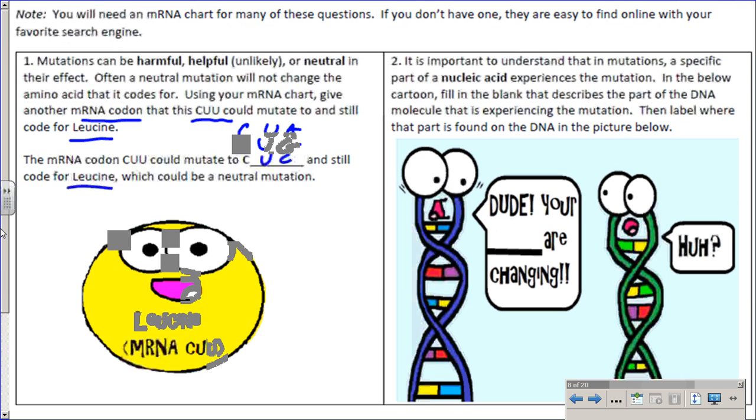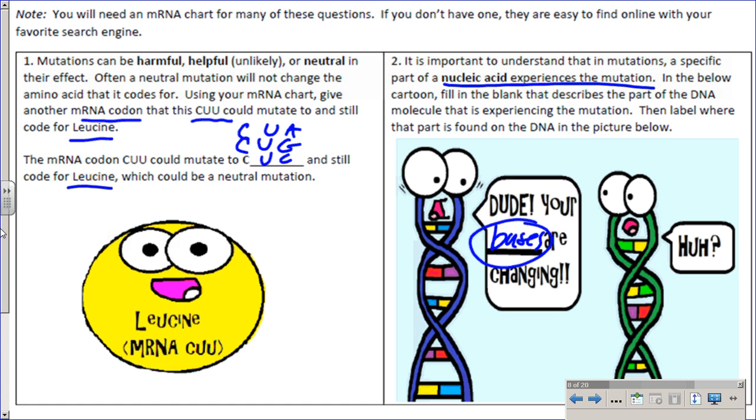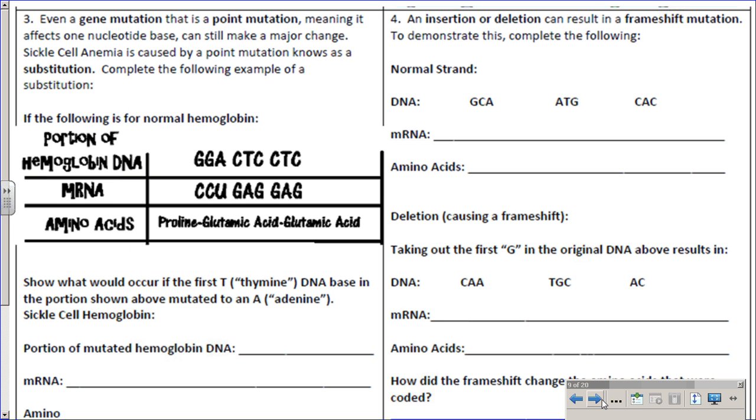No. Okay. So it's important to understand that in mutations, a specific part of the nucleic acid experiences a mutation. In the below cartoon, fill in the blank that describes the part of the DNA molecule that is experiencing the mutation, then label where that part is found in the DNA in the picture. You don't have to do the picture part, but what's changing here? The bases, or the nucleotide bases, if that's what you want to call it too.